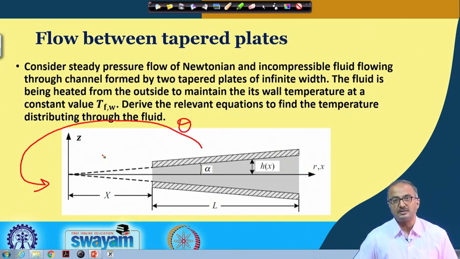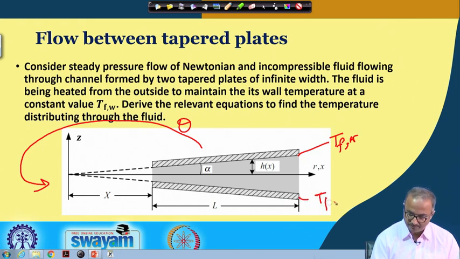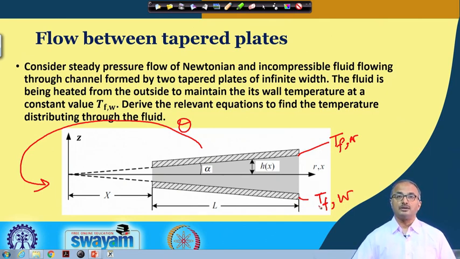So in this fashion, the question asked is that the fluid is being heated from the outside to maintain its wall temperature at a constant value of T_FW. That means here we have a value of TF, that is, fluid at the wall. Similarly on this side also you have the TF wall temperature. Okay. So that means this is a Dirichlet kind of condition. So it is assumed that the fluid is at a different temperature from the wall. So there will be some kind of heat transfer from the wall to the fluid.